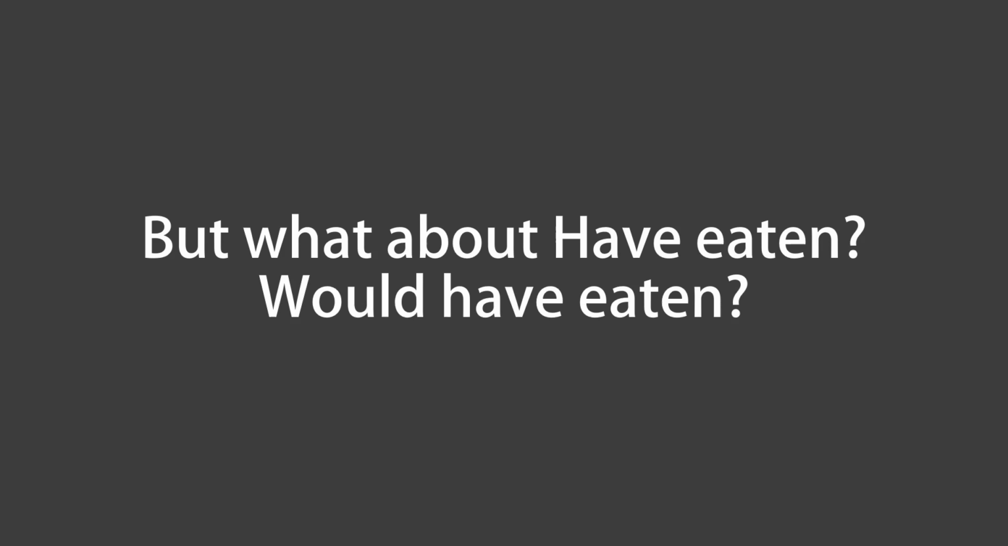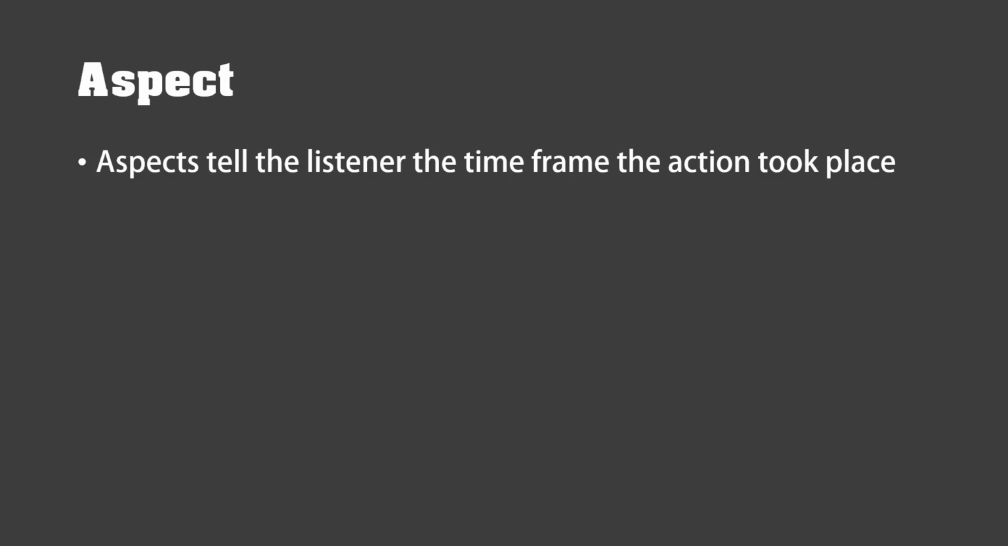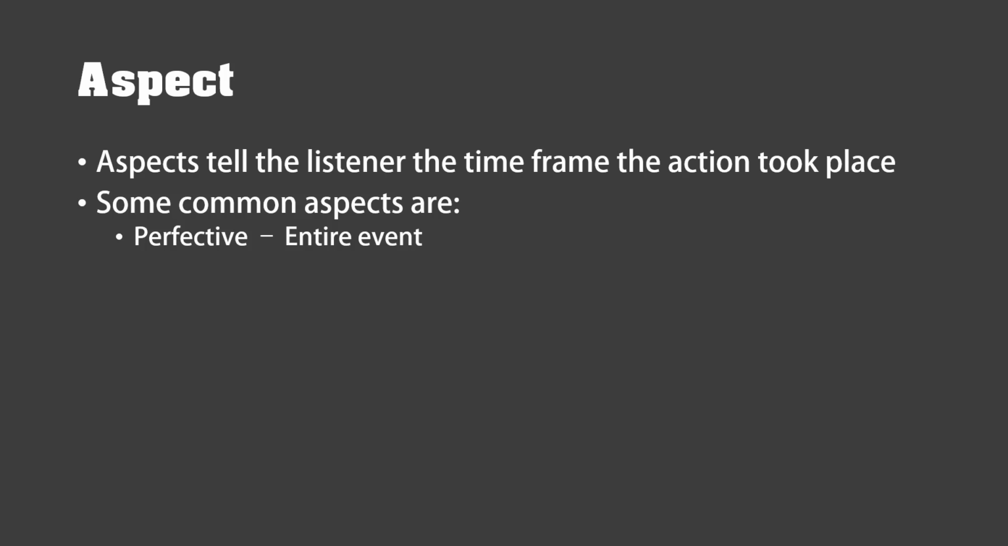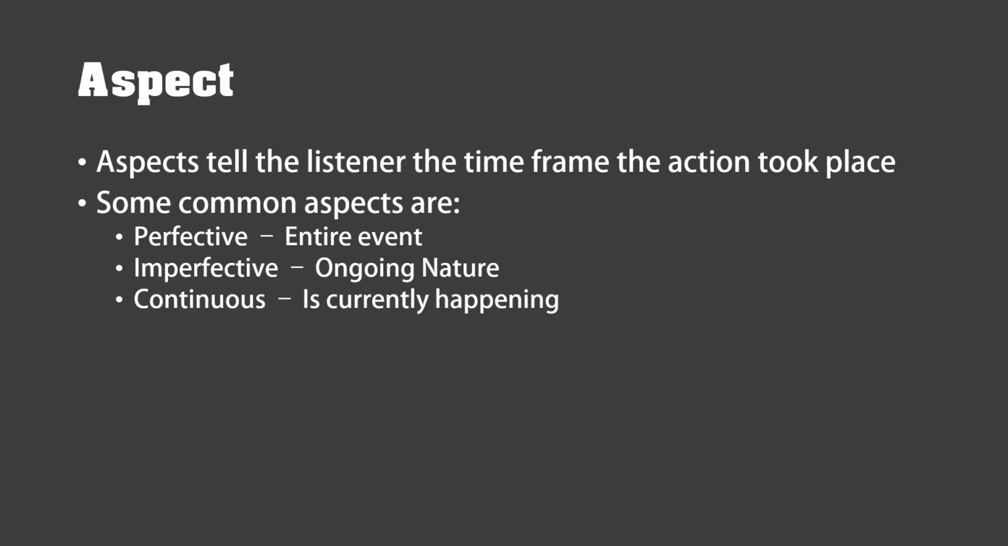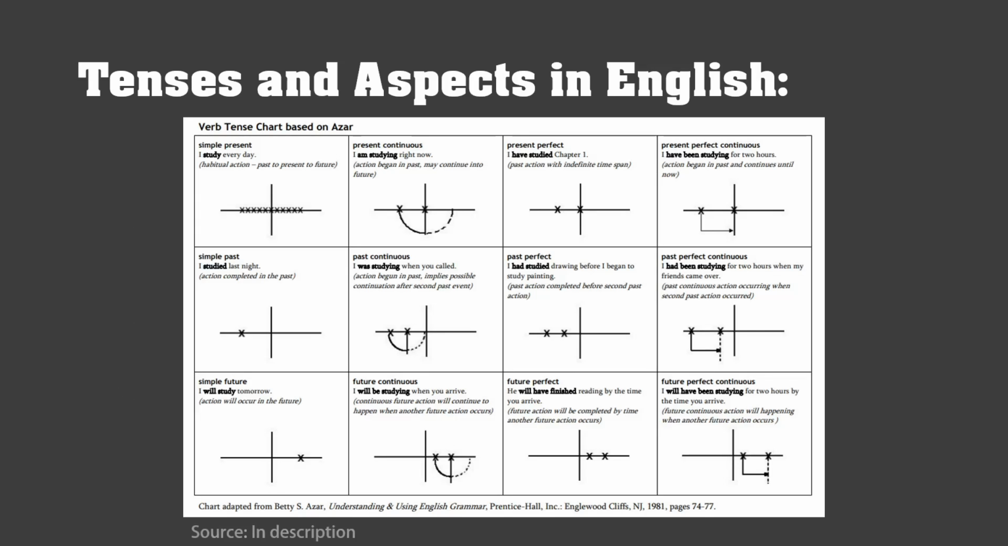Aren't those tenses? No, they're aspects. This is another important thing. Aspects, they tell the listener the time frame that the action took place in. So some common aspects are perfective. They are like an entire event. They look at the entire event. Imperfective, they're sort of ongoing. Continuous is currently happening. Habitual, no particular event. And many more.